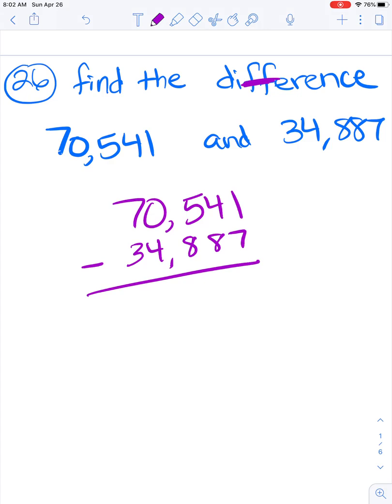If I have 1, can I take away 7? Nope. Go next door and get 10 more. Instead of 4, I have 3. Instead of 1, I bring over a 10, so now I have 11. 11 minus 7 is 4.